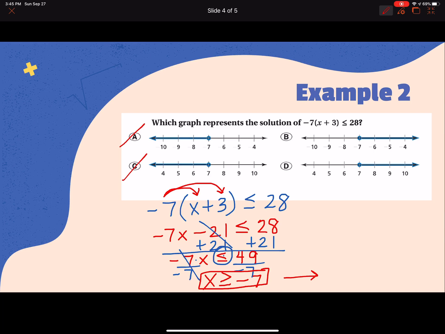Okay, it looks like B is indicating -7 and D is indicating +7. So look back at our solution. We want to show that x is greater than or equal to -7. So that tells us that, which of these is correct? B. So which graph represents the solution? Graph B.